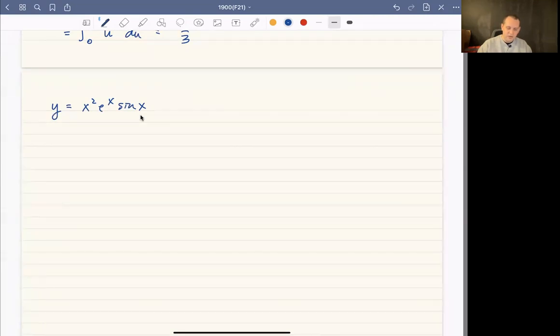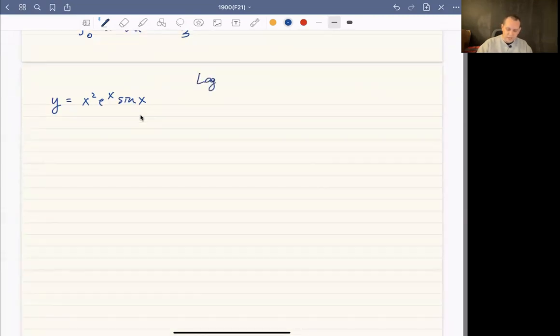There's a nice trick here called logarithmic differentiation. So logarithmic differentiation. And the idea here is what you're going to do is, instead of looking at y and taking the derivative, you're going to take the natural log of both sides. And the reason why taking the natural log is nice is that the natural log turns products into sums, and sums behave much nicer with derivatives than products.